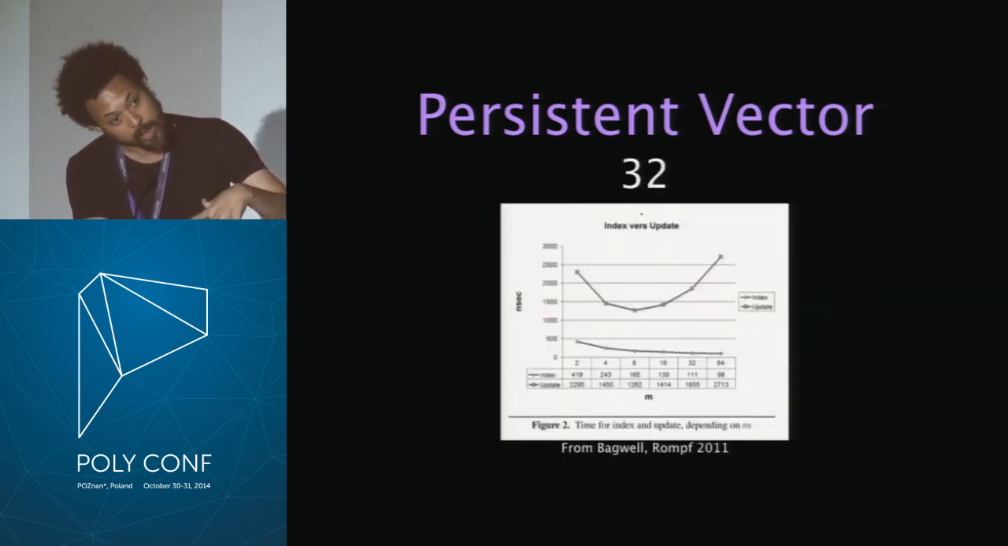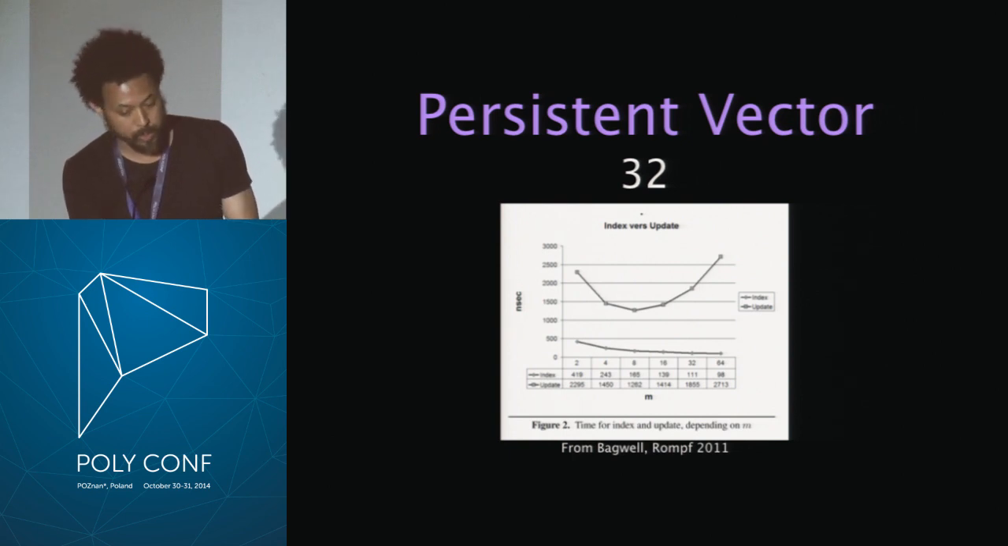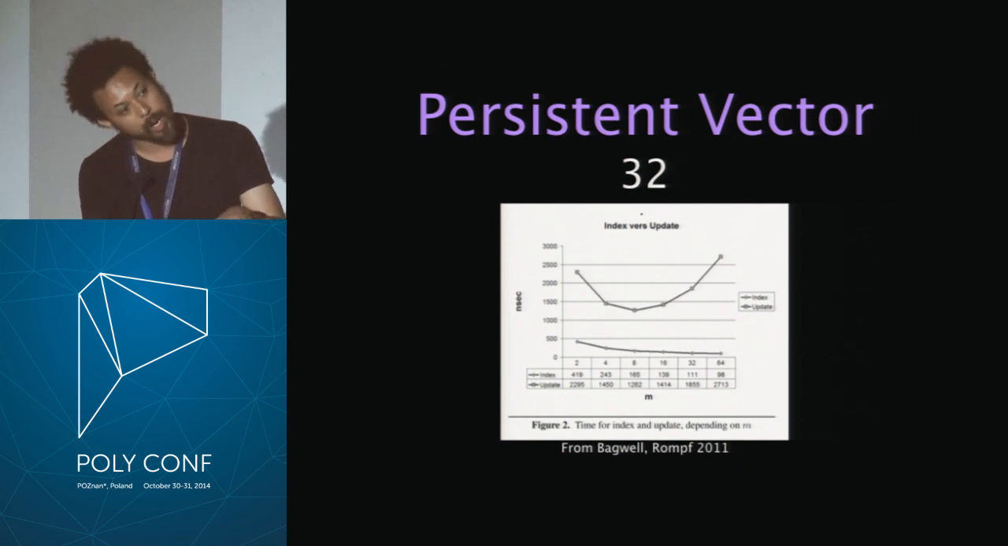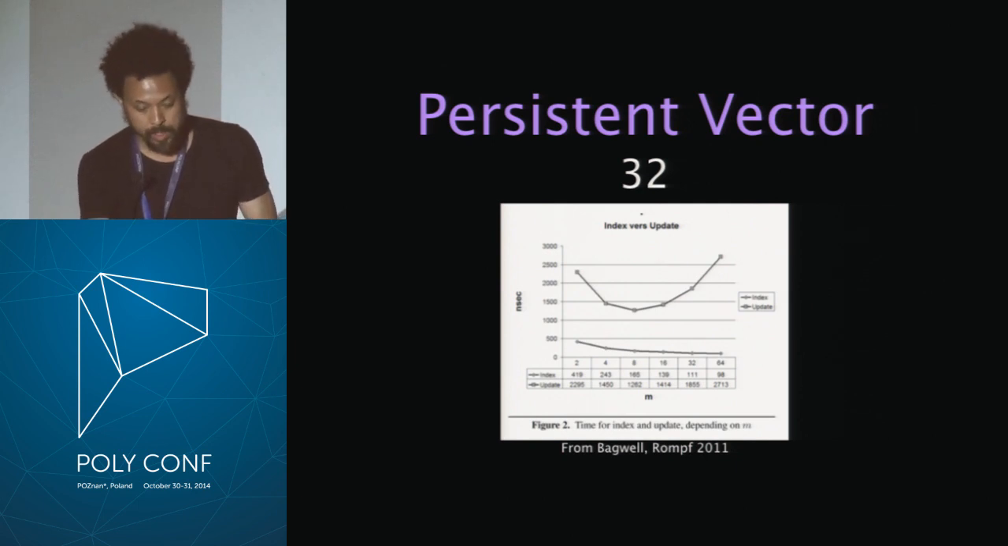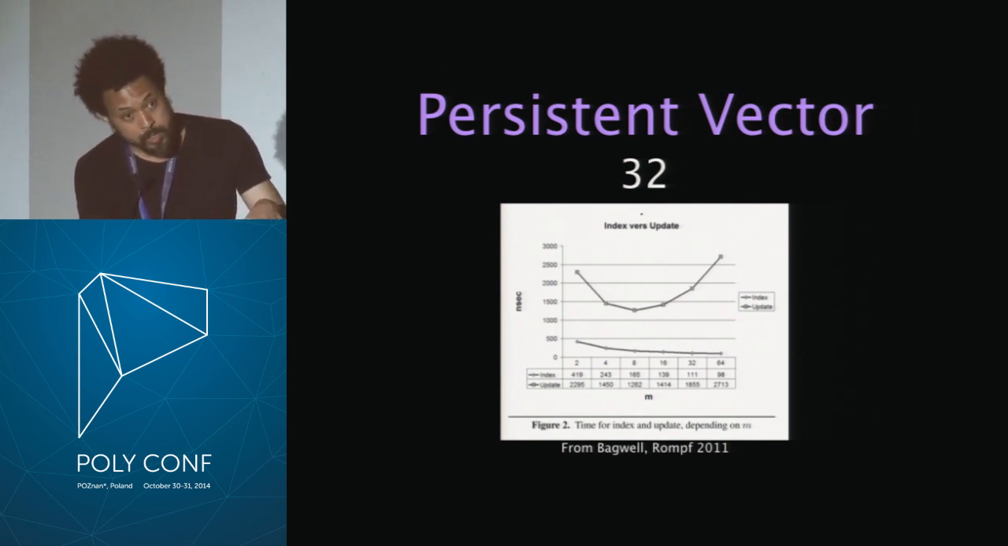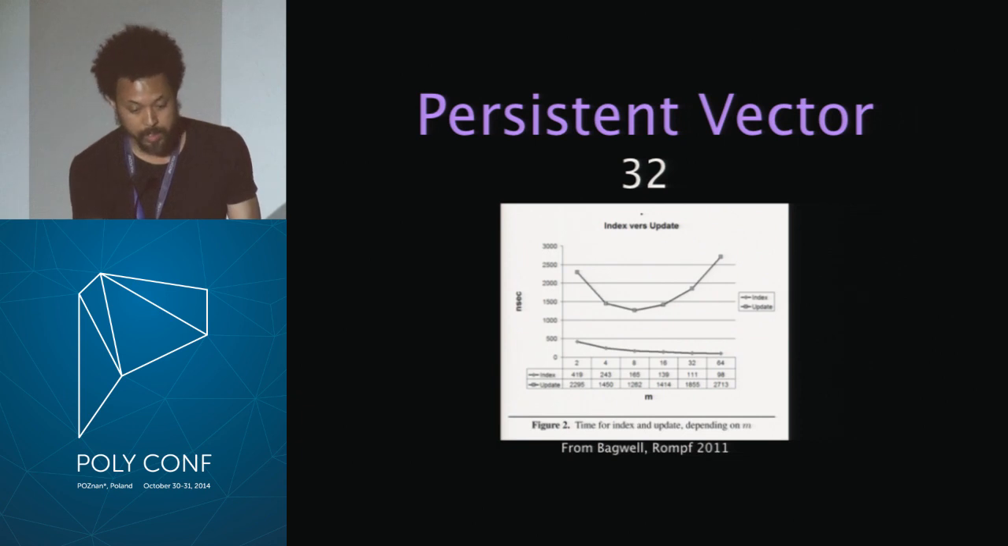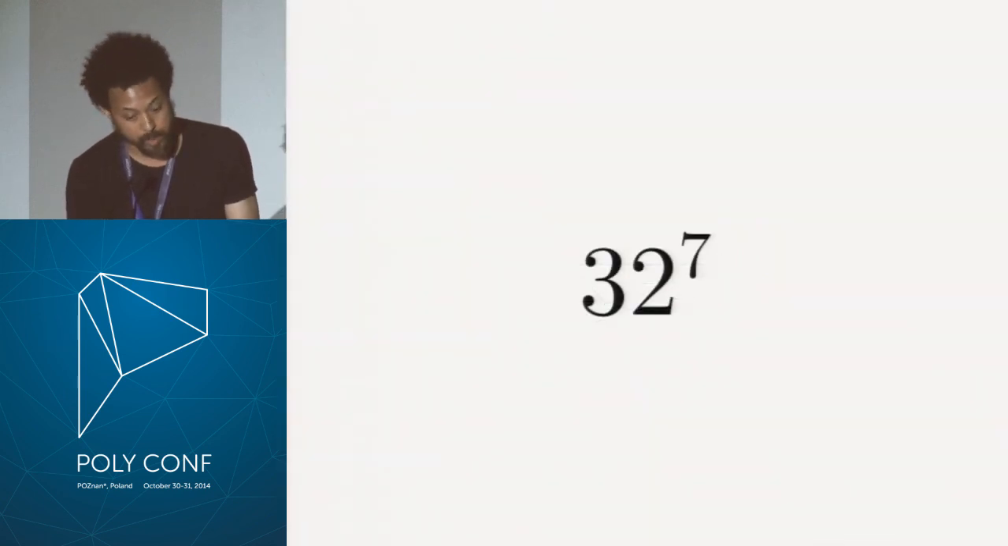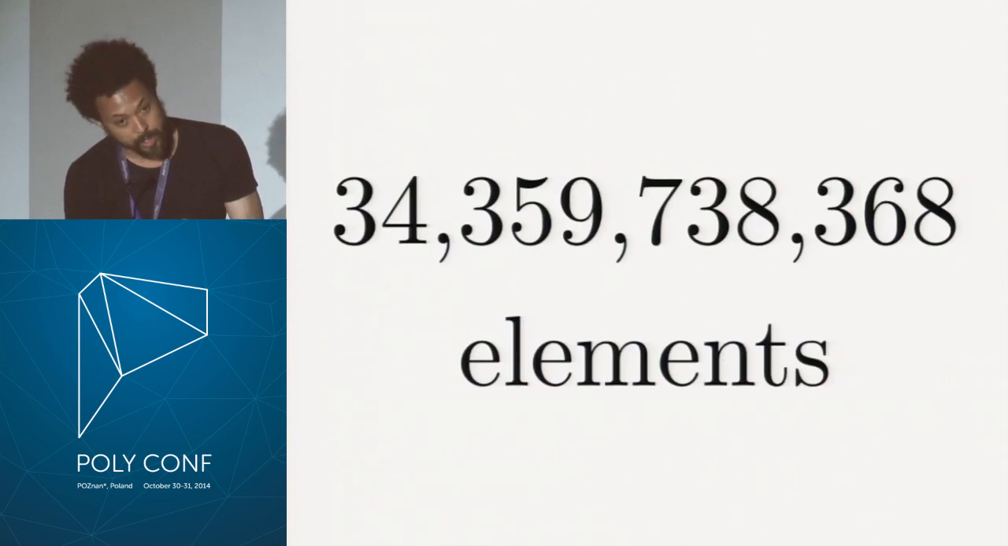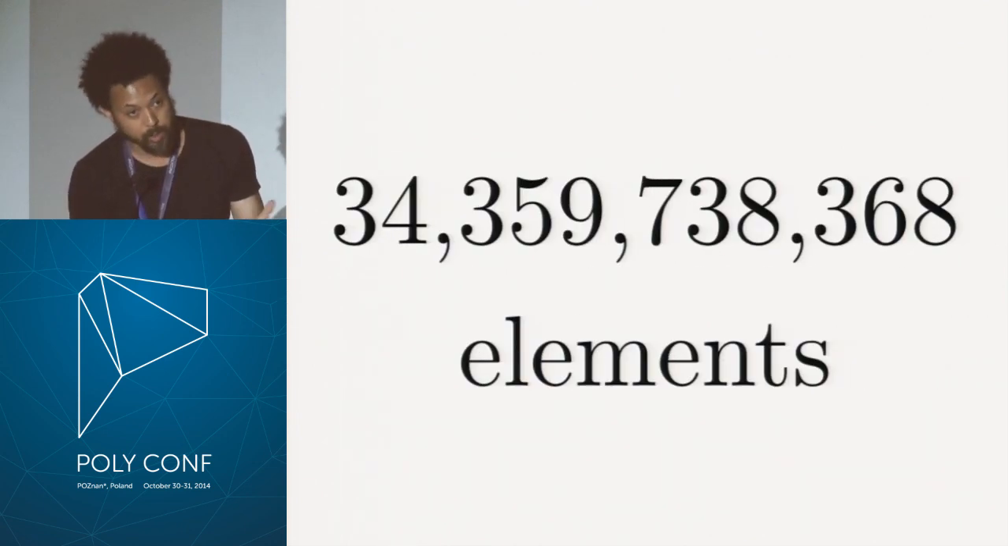This is based on empirical evidence on modern hardware. 32 gives you a nice sweet spot between how long it takes me to find something and how long it takes me to update something in that data structure. But also 32 is a very wide branching factor. To get a sense of how big that is, 32 to the 7th power is 34 billion elements.